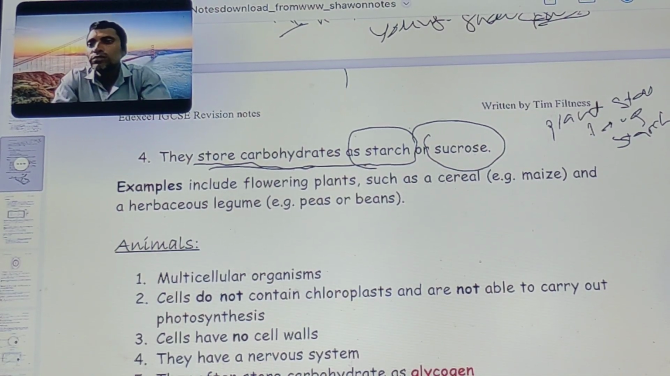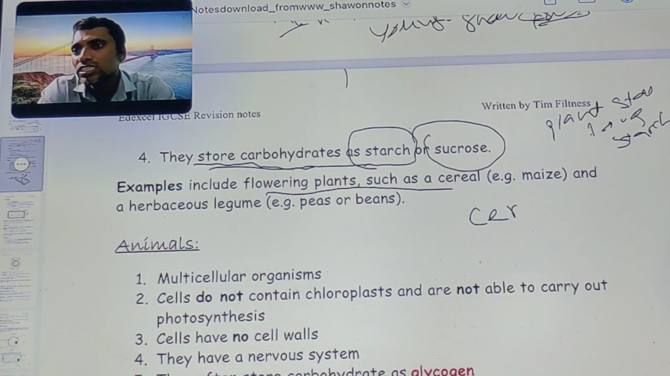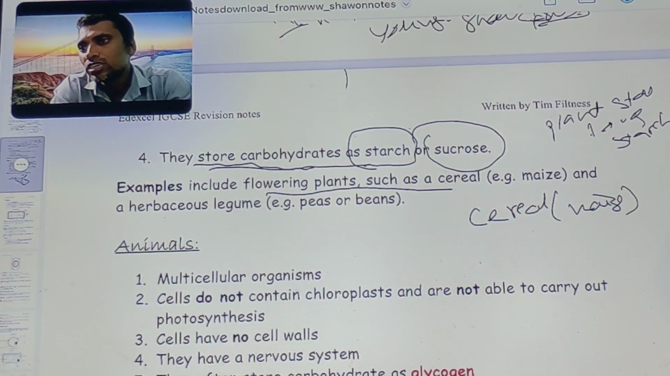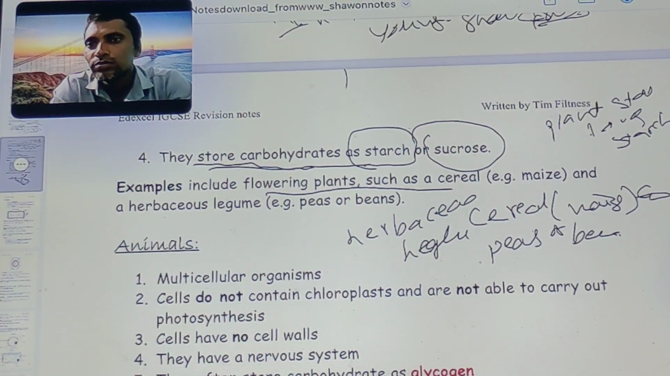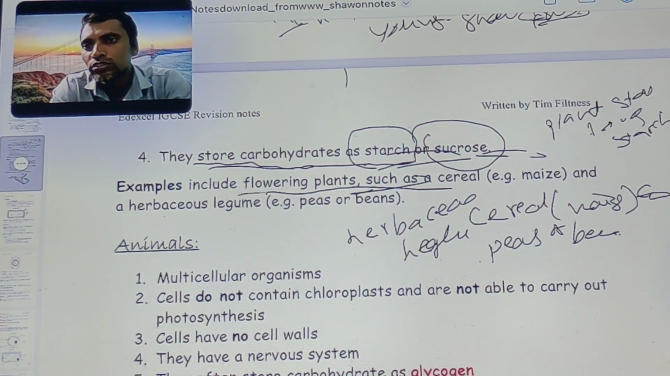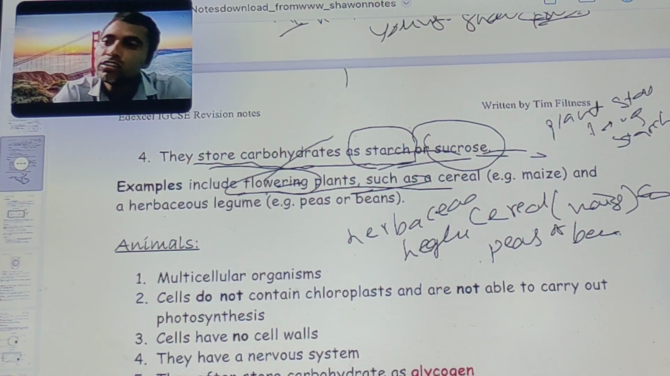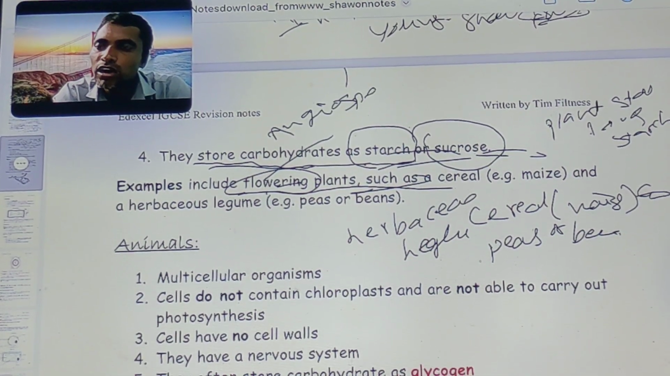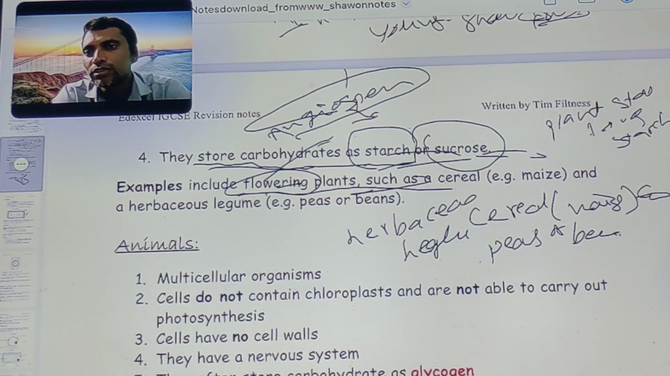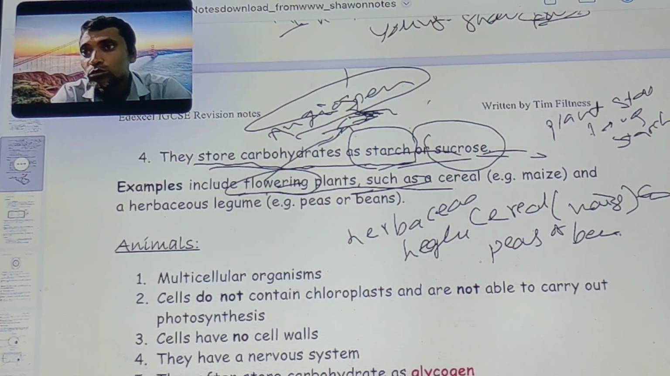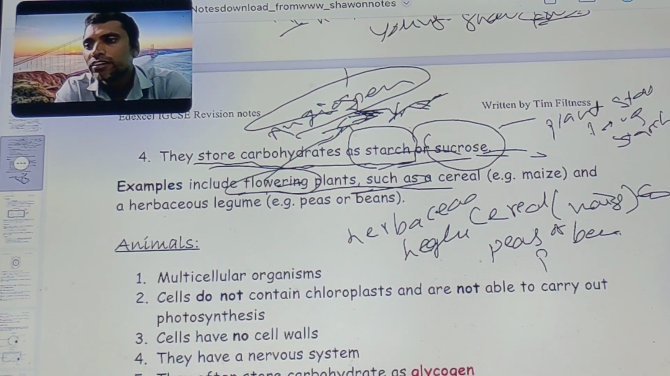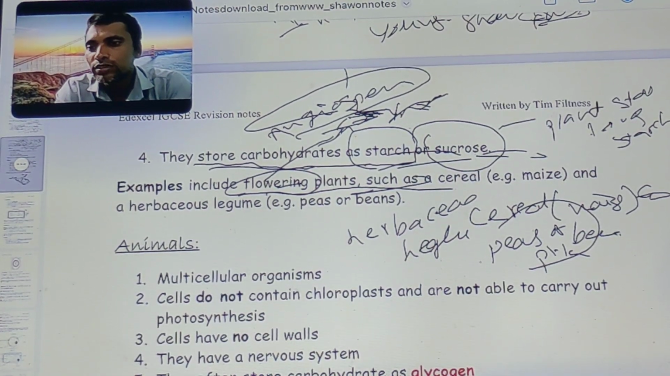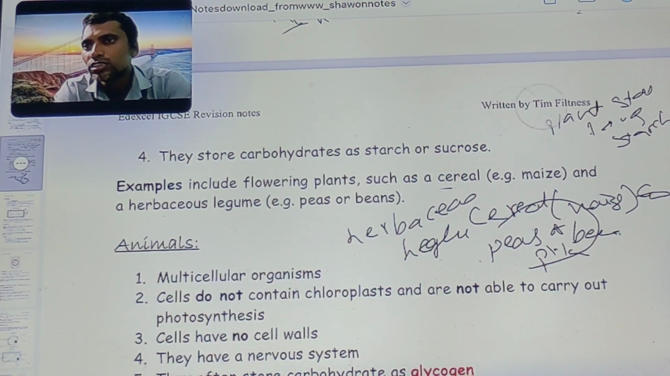Examples include all flowering plants, such as cereals, for example maize, and herbaceous legume plants, peas or beans. Starch is their stored food. All flowering plants come under the angiosperms, not bryophytes, not pteridophytes, and different from gymnosperms. These are the different groups in the plant kingdom, with different structures, and these are living things.